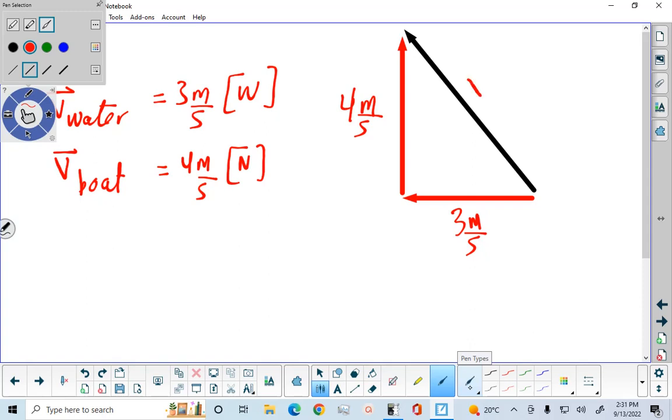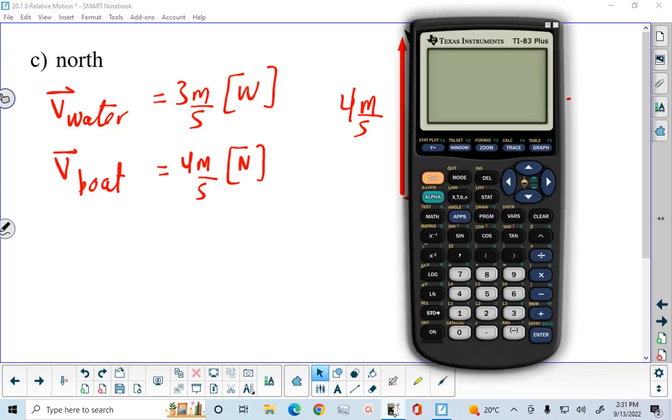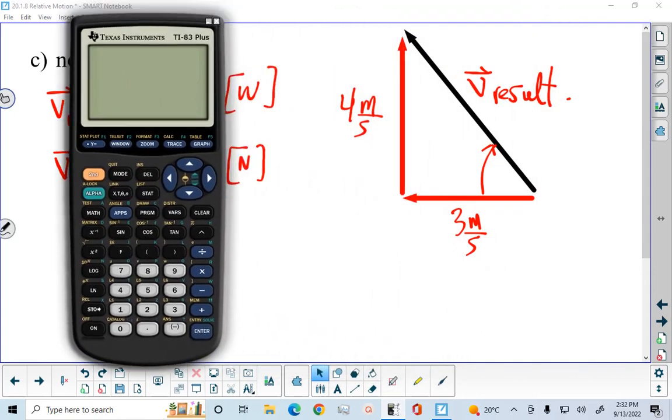This is the resultant velocity. So you need to find that, and you need to find the angle and write the angle as north of west. I'm going to give everybody 20 seconds or so to run those calculations through your calculator while I do it. Well, you're going to get 5. I know this Pythagorean triangle gives us 3, 4, 5 for the hypotenuse.